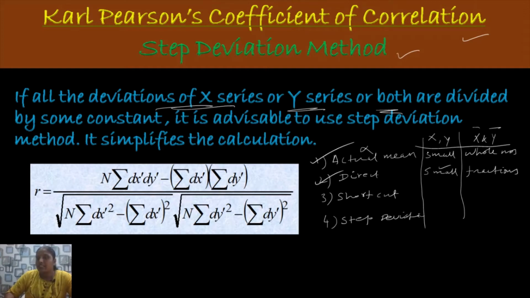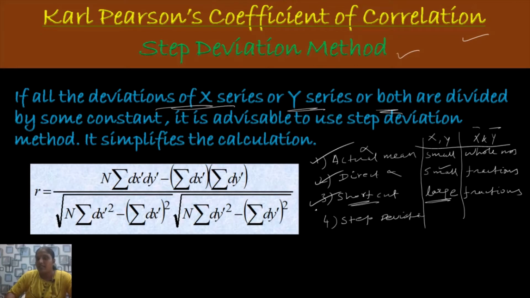Suppose instead of small numbers, x and y take large values, and the values of x bar and y bar are fractions or whole numbers, whatever they may be. We prefer the shortcut method, because if the values of x and y are large, it is very difficult to use the direct method to calculate Pearson's coefficient. So in that case, we prefer the shortcut method.